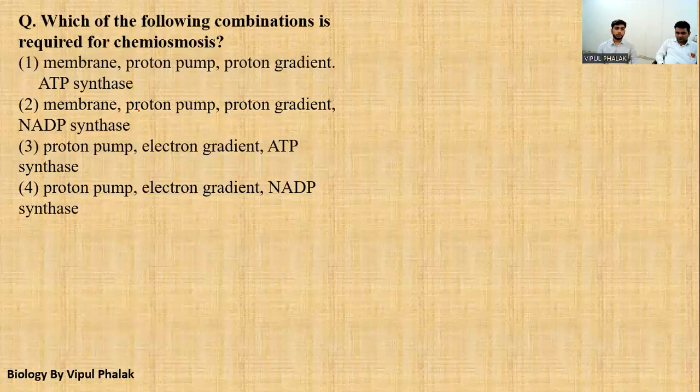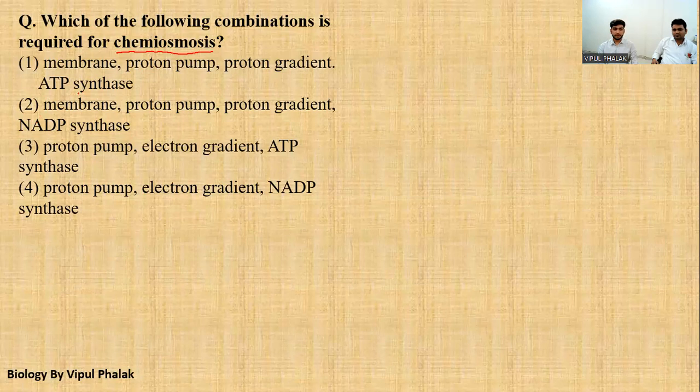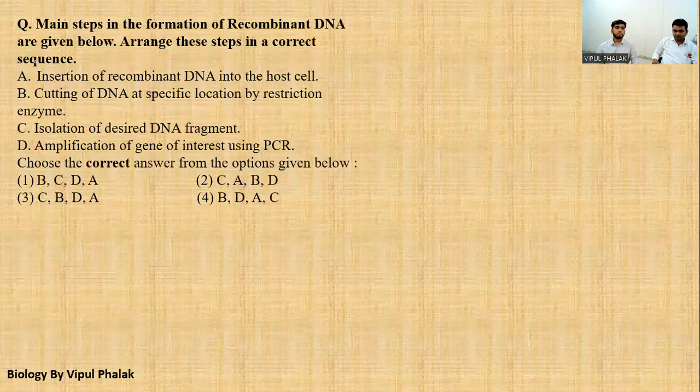Next question we got: which of the following combinations is required for chemiosmosis? We know that chemiosmosis is the process of formation of ATP through the electron transport chain. So for the electron transport chain, the combination required is a membrane, a proton gradient, a proton pump, and ATP synthase. ATP synthase is the name of complex V, which synthesizes ATP. So therefore, first is our correct option.